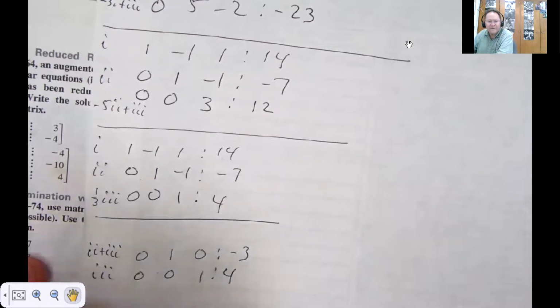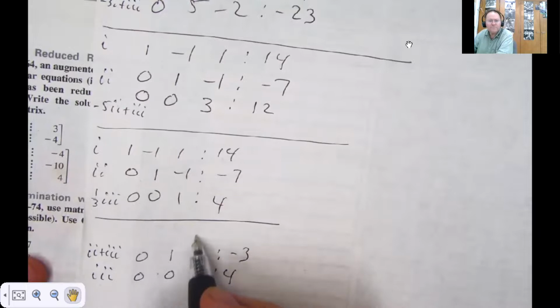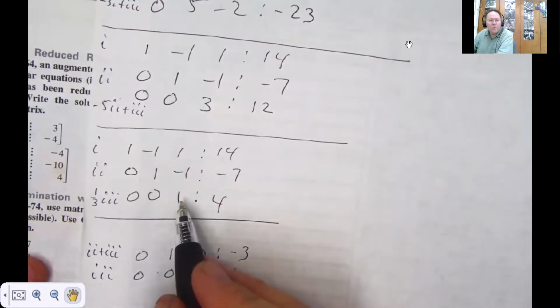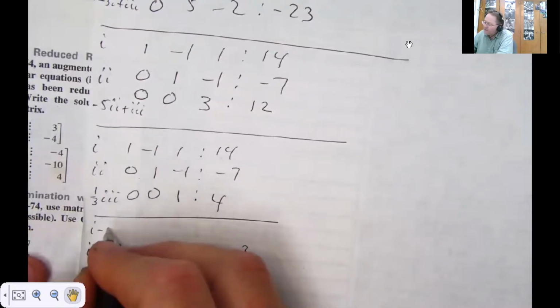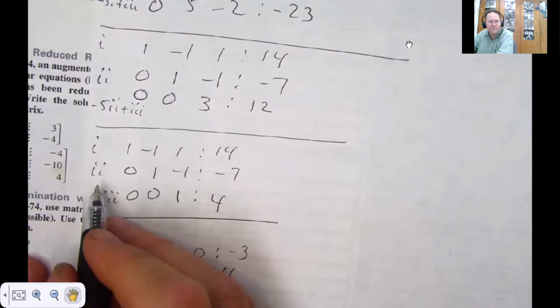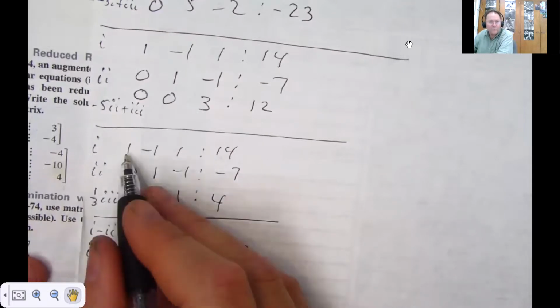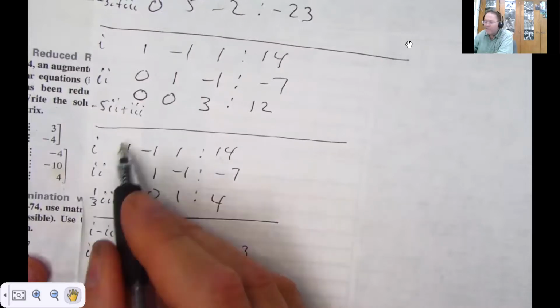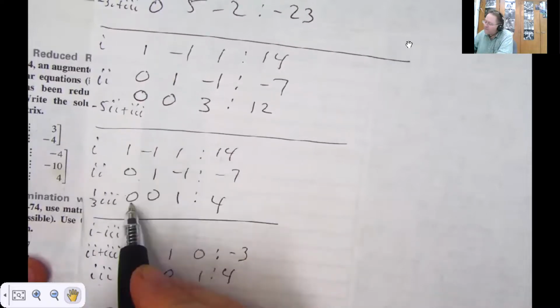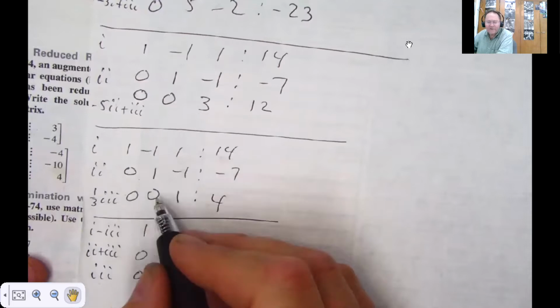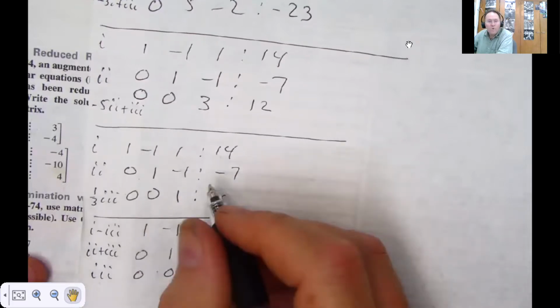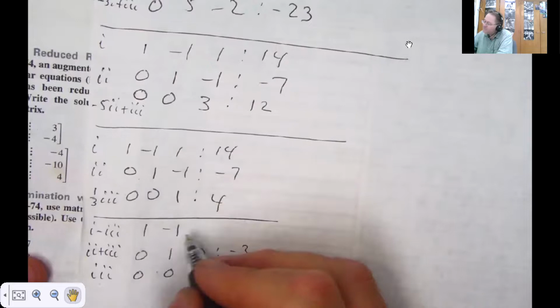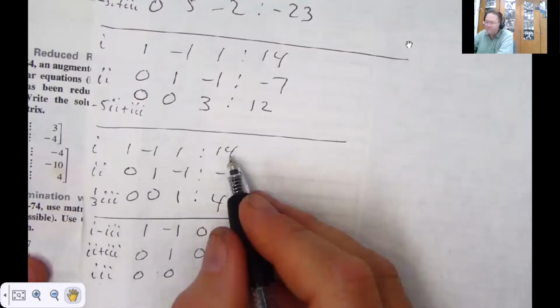All right. Now the next thing is to make that entry a zero. And I can do row one minus row three. I don't want to do row three minus row one because zero minus one would be negative one. I want one minus zero, which is one, and that's going to stay a one. So one minus zero is one. Negative one minus zero is negative one. One minus one is zero. And 14 minus four is 10.